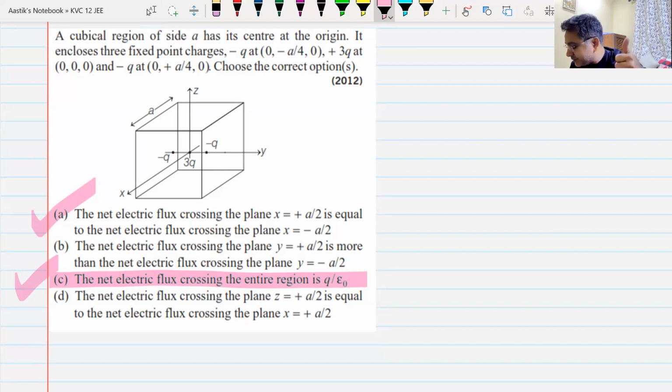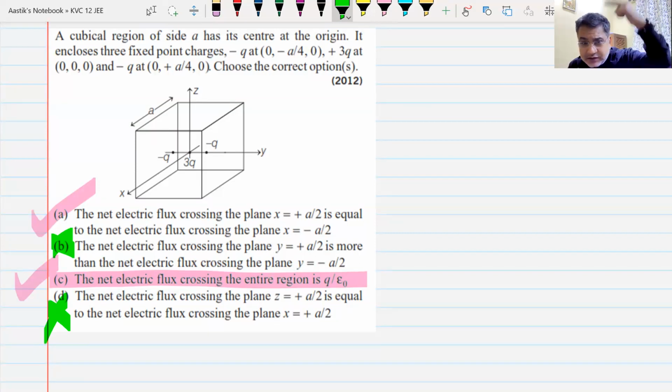Understood, sir. Well done. The flux passing through the plane z = plus a by 2, so he's asking about the top, and x = plus a by 2, that means he is talking about this face. Is it same? This is wrong. By symmetry, they must be same, but by symmetry, they are different. Yes or no? Yes, sir. Because your charges are placed along the x-axis, and you're talking about one plane on the y-axis, one plane on the z-axis, and one plane on the x-axis. They cannot be same. Yes or no?